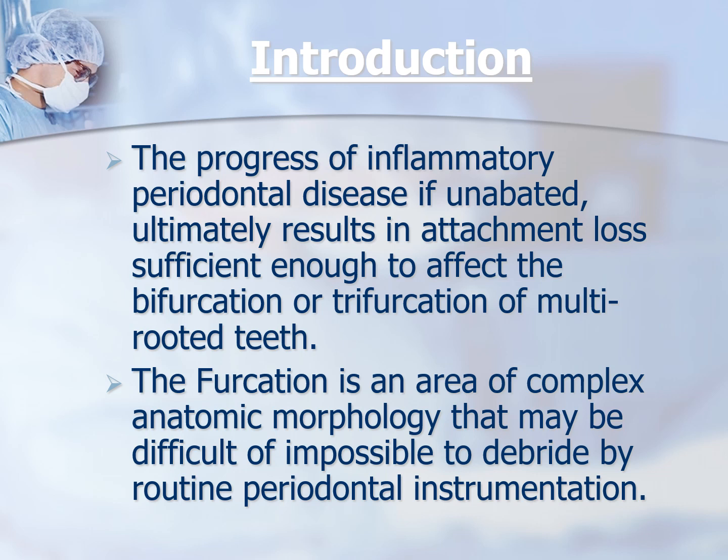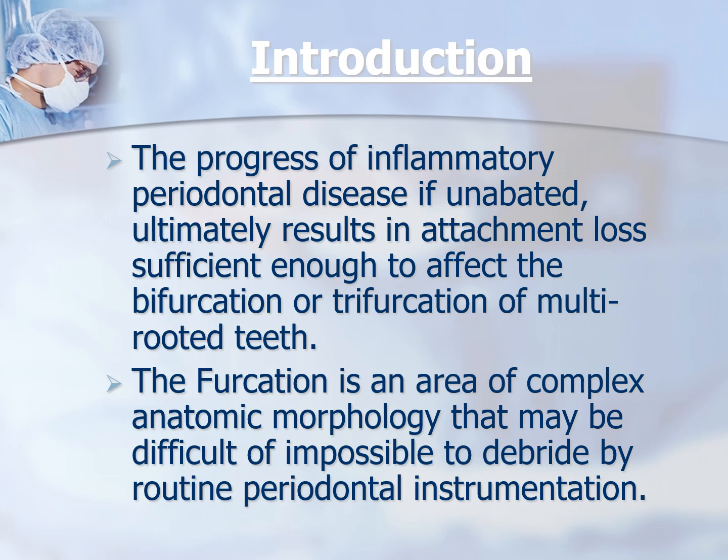Furcation is that area of the tooth where the root divides into two or three roots. So it is that area of the tooth where it bifurcates or trifurcates. Usually it is covered by bone, and above this bone is the soft tissue, that is the gingiva.